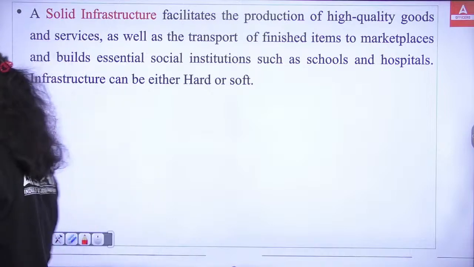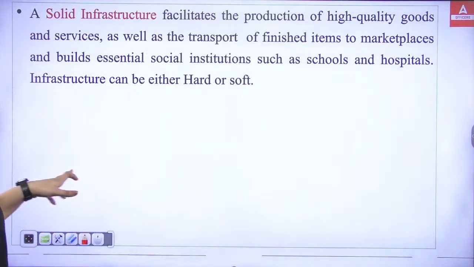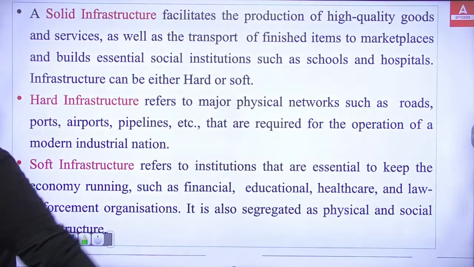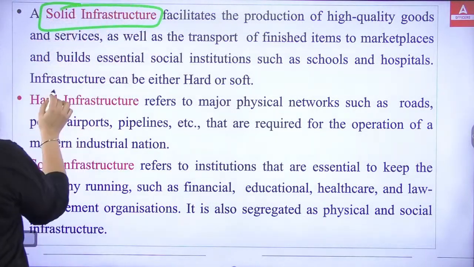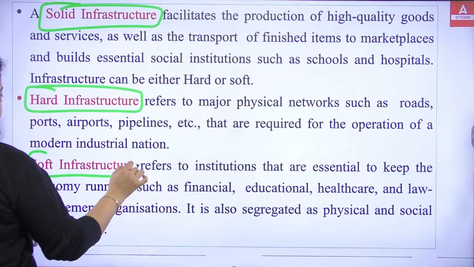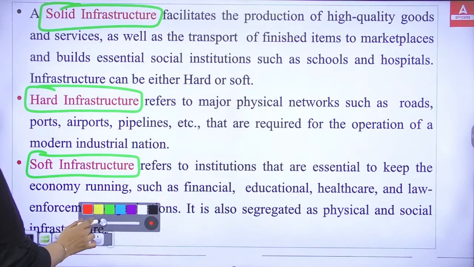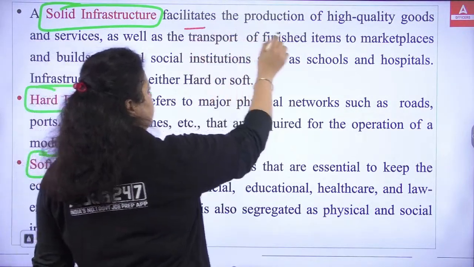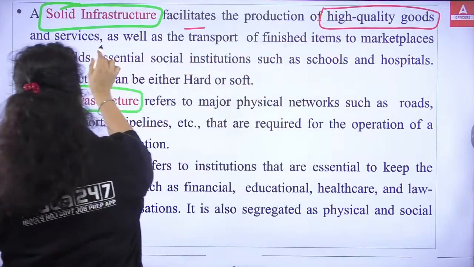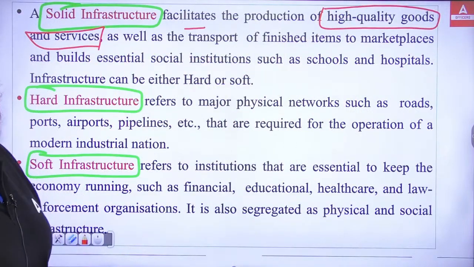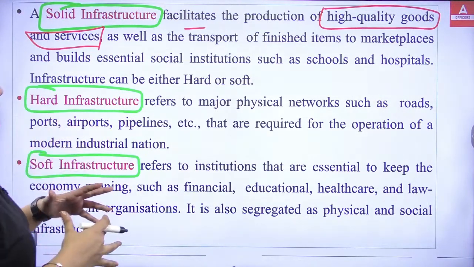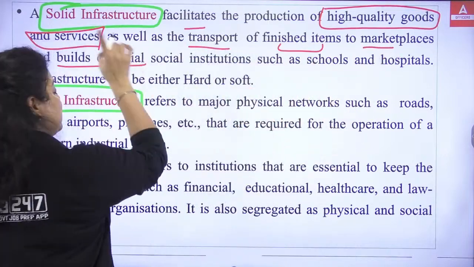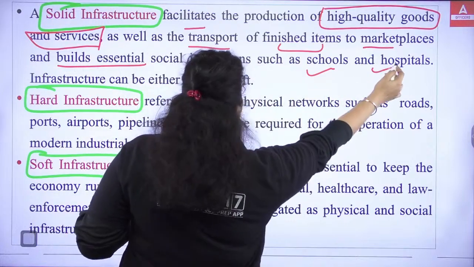when I talk about infrastructure, there are three definite types of infrastructure you will find. That is, in front of you, we are talking about solid infrastructure, hard infrastructure, soft infrastructure. So what are these? A solid infrastructure is simply a kind of infrastructure which helps us to produce high quality goods and services. It also provides the transport of finished items to the marketplaces and builds essential social institutions like schools and hospitals.